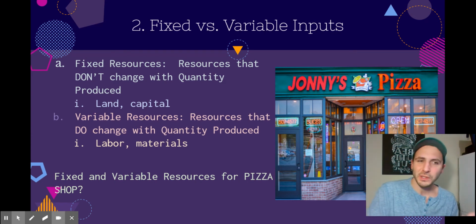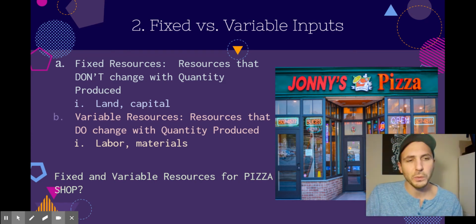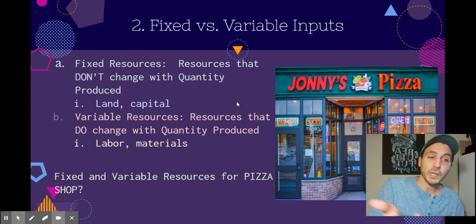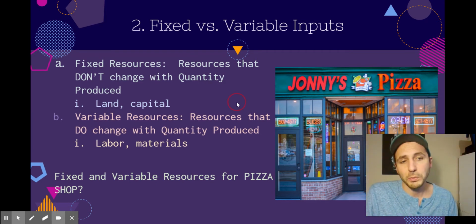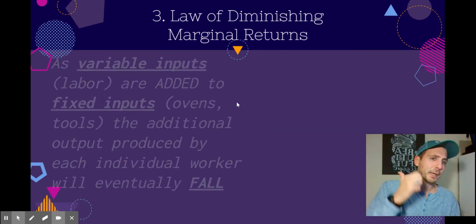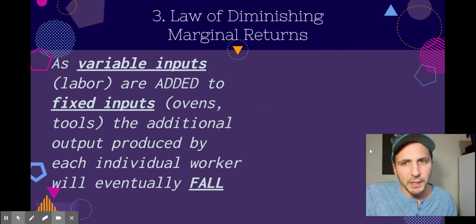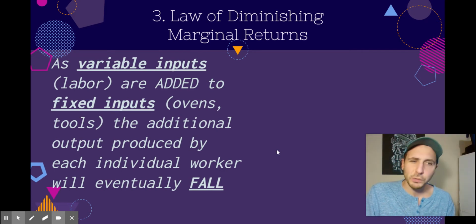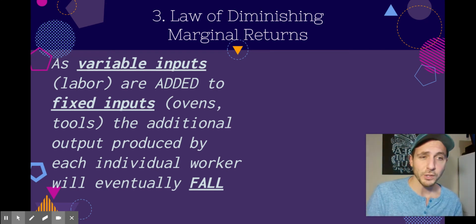Variable resources are the ingredients that go into a pizza, or the pizza chefs or the people making it, in order to produce it. Okay, so keep that in mind. Next is the law of diminishing returns. The law of diminishing returns, you know already. We've talked about this before, but I'm going to give you a little bit more detail on the definition now.